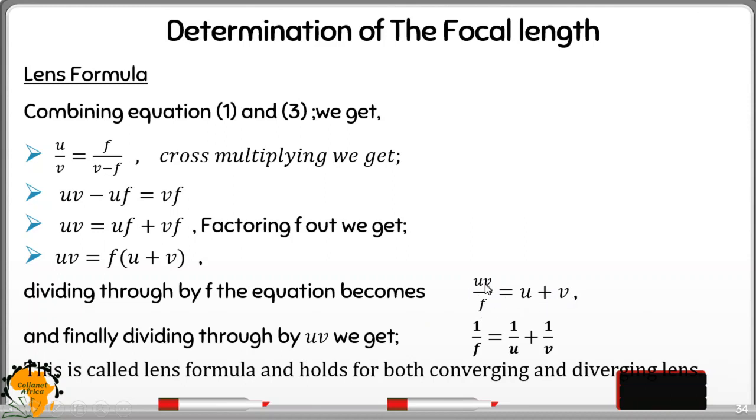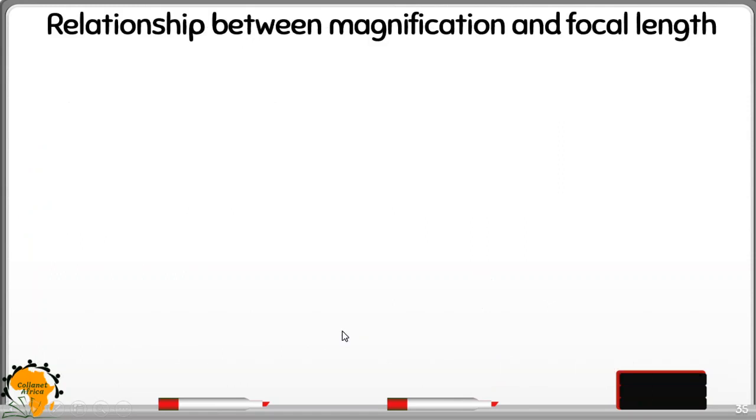After that, we divide all parts by this term, UV. When you divide it here, it will cancel out. You are left with 1 over F. When you divide it here, U will cancel out. And when you divide it here, V will cancel out. So you are left with 1 over F is equal to 1 over U plus 1 over V. Now, this one is what we call the lens formula. And it holds for both converging and diverging lenses.